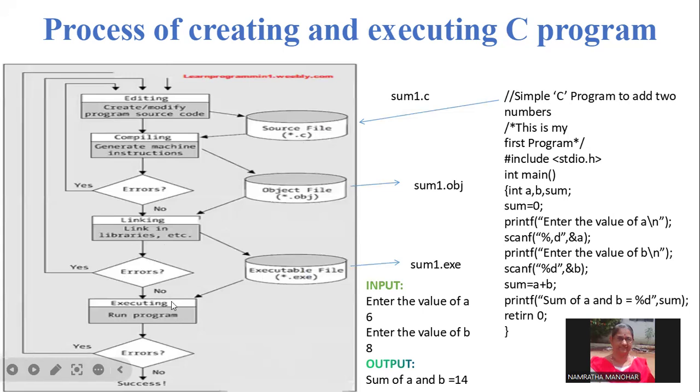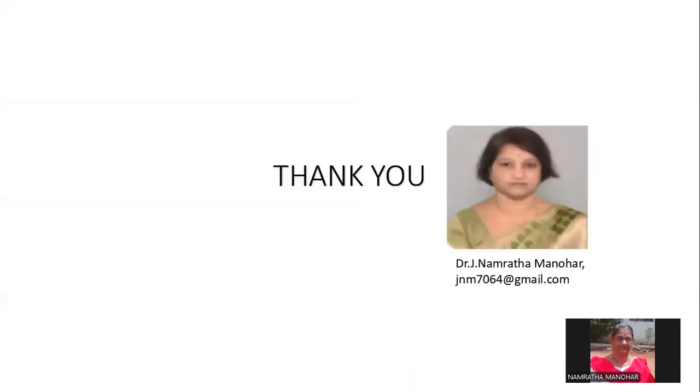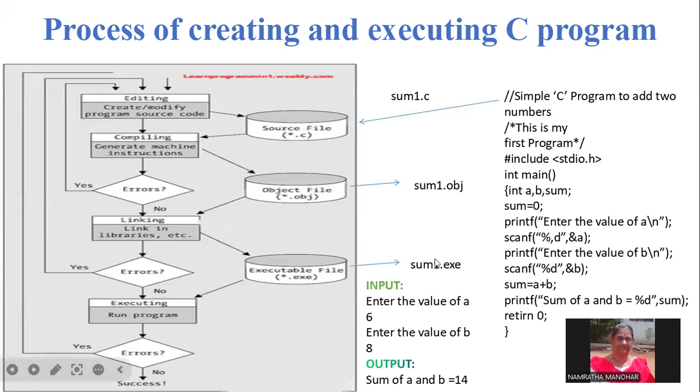Once the .exe file is created, you can execute the program by clicking on the run option in the menu. Again, in the run option, if there are any errors, say a mismatch of the data type, then you have to go back to the editor and make the corrections. Otherwise, you will get your final result on the screen. So here, the program I created is sum1.c. On compiling, we get the object file sum1.obj. Then the final executable file is sum1.exe.